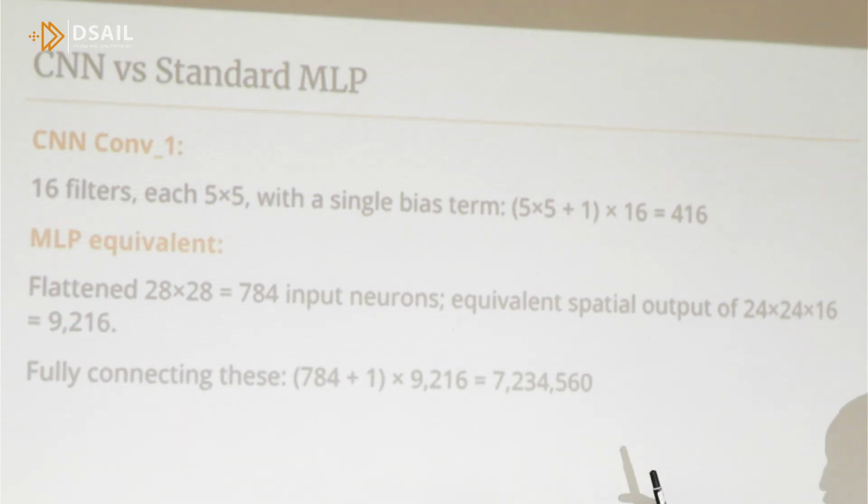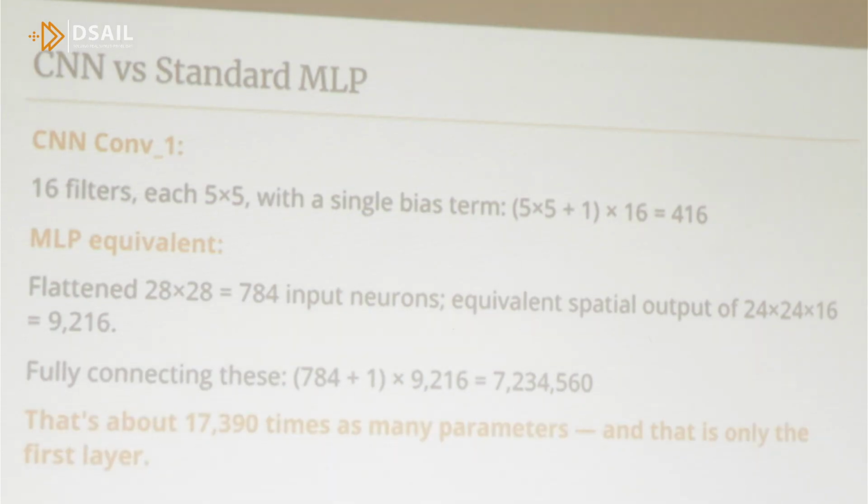If you count the number of parameters, you get what? 7,234,560. That is one step equivalent to what you're doing in convolution. But convolution only learns 416. That is 17,390 times more parameters, and that is only for the first layer.